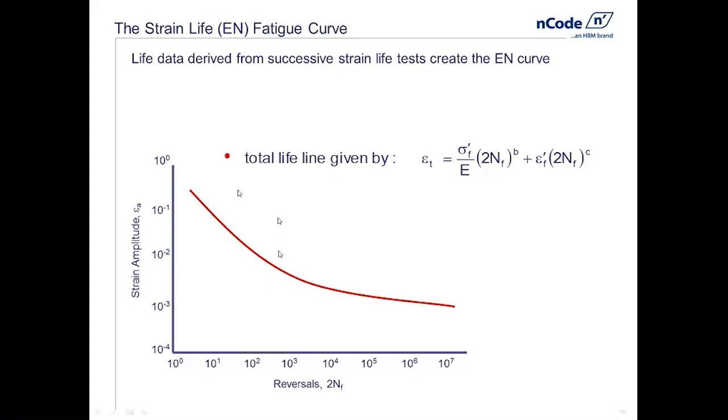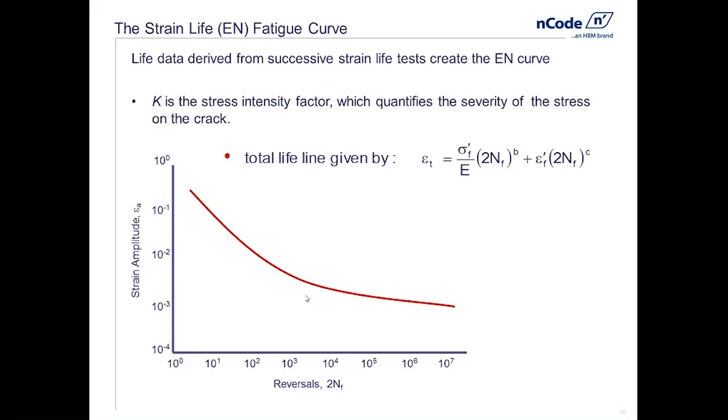Fundamentally, the value of strain life is understanding low cycle fatigue. It gets high cycle fatigue right, and also it gets low cycle fatigue right. Stress life only gets high cycle fatigue right. So this is one of the benefits of using the strain life method over the stress life method, our ability to understand low cycle fatigue.